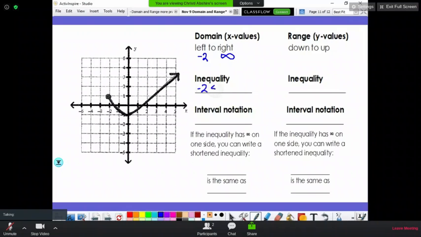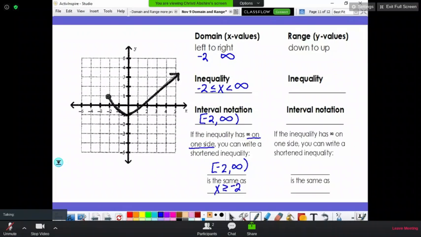-2 gets an equals underneath the inequality because it is a closed circle. And infinity does not. It's kind of like the parentheses. It doesn't get that equal sign. My interval would have a bracket and parentheses. And remember, if you only have infinity on one side, you can write a shortened inequality. So with infinity on one side, you could say that this is x is greater than or equal to -2.